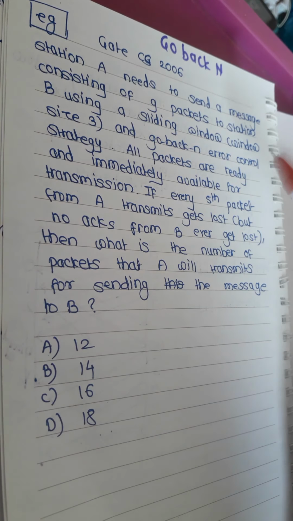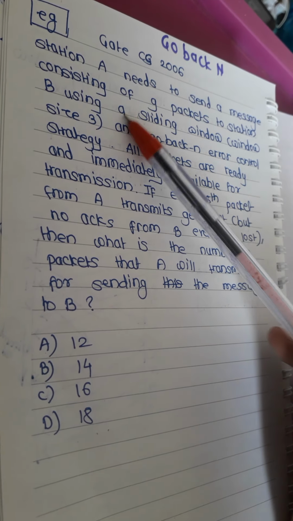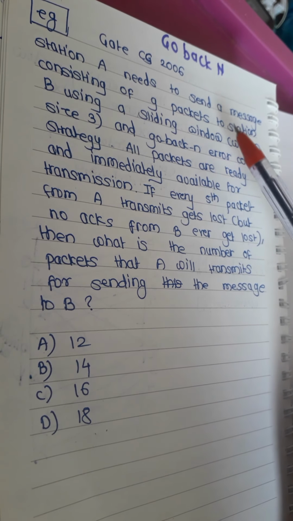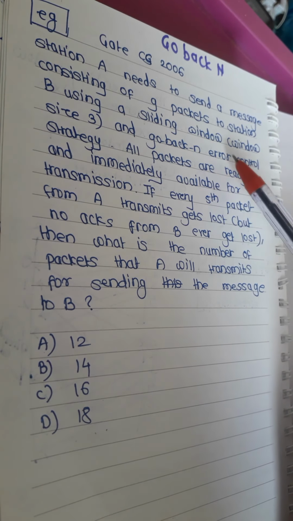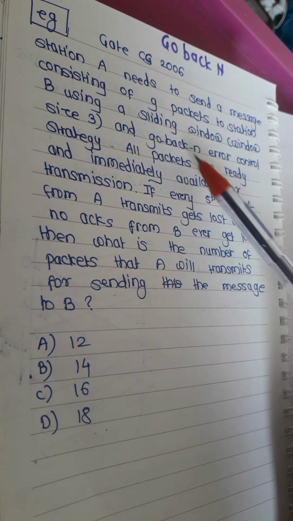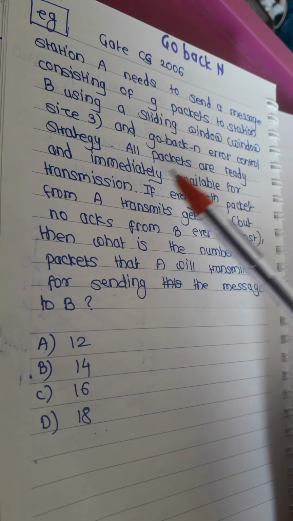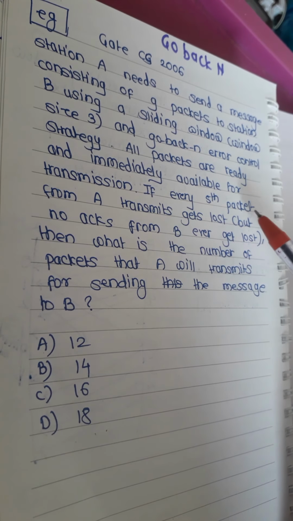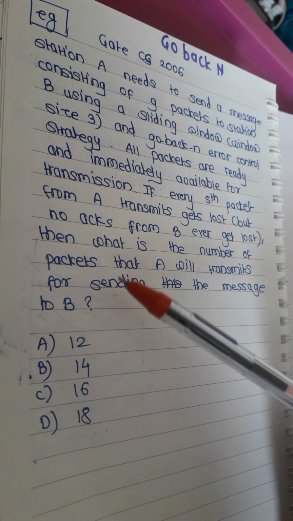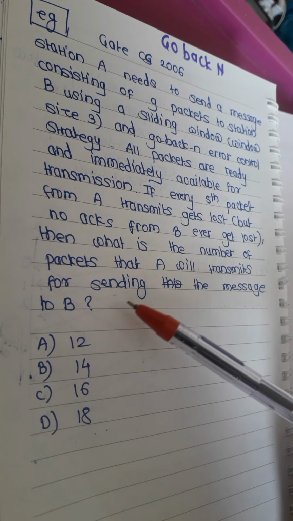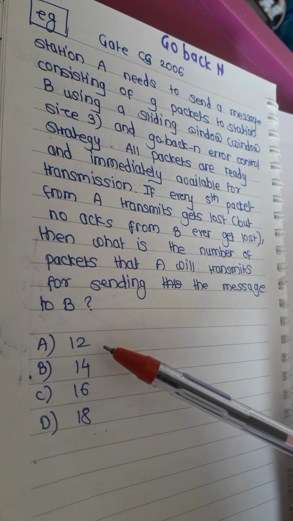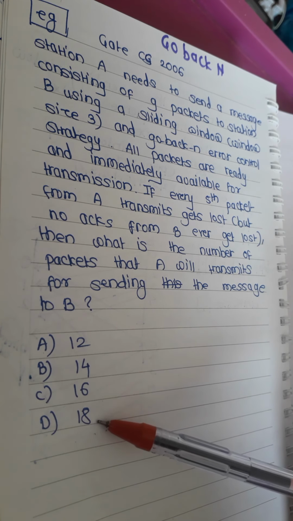Now let me read out the question. Station A needs to send a message consisting of 9 packets to station B using a sliding window with size 3 and Go-Back-N error control strategy. All packets are ready and immediately available for transmission. If every fifth packet from A's transmissions gets lost, but no acknowledgement from B ever gets lost, then what is the number of packets that A will transmit for sending the message to B? The options given are 12, 14, 16 and 18.